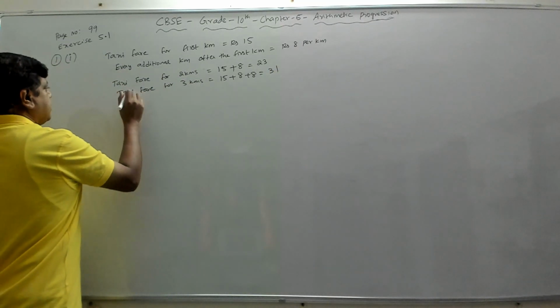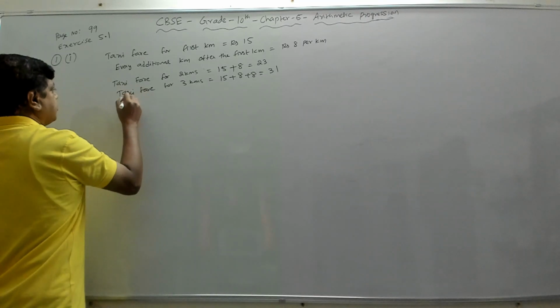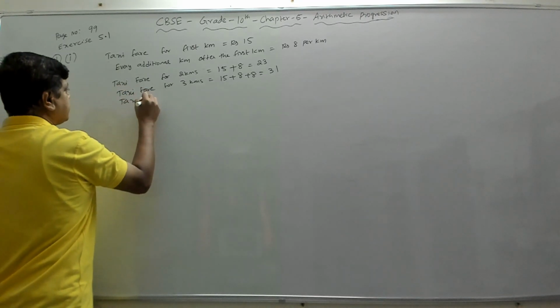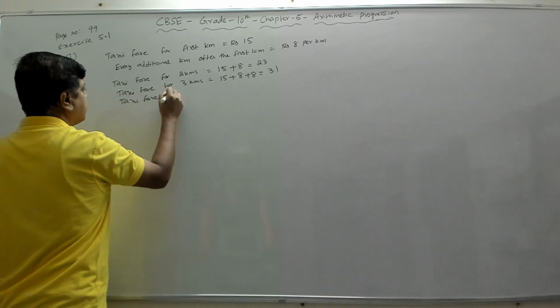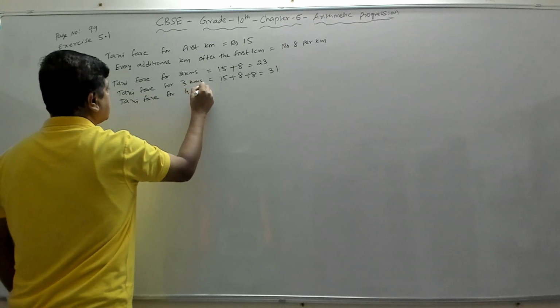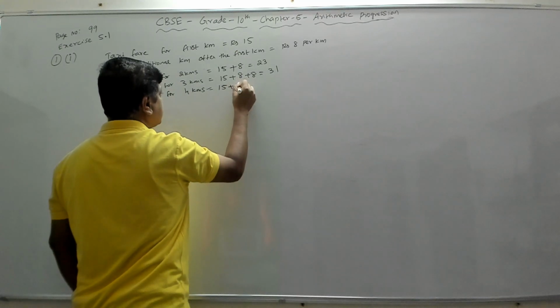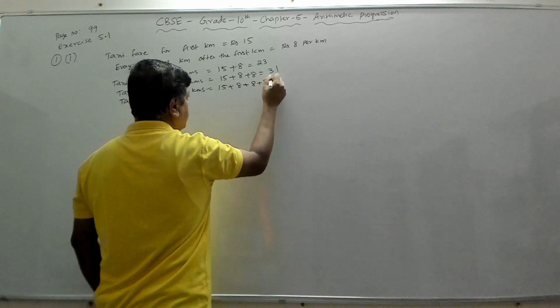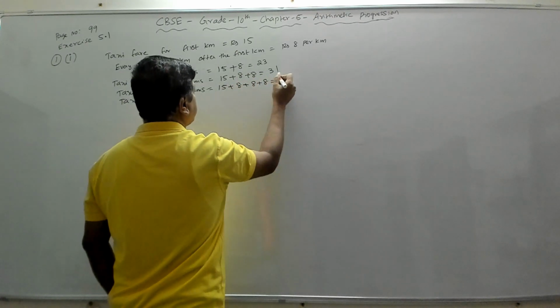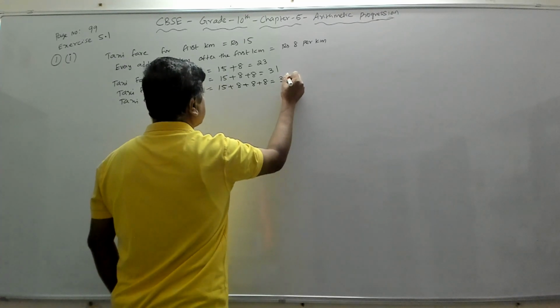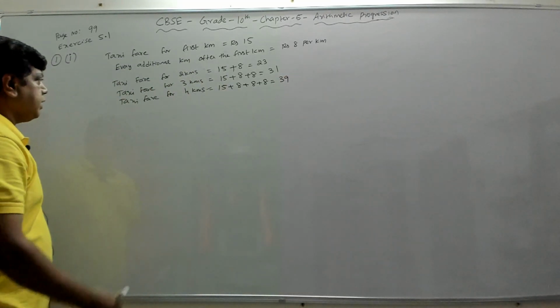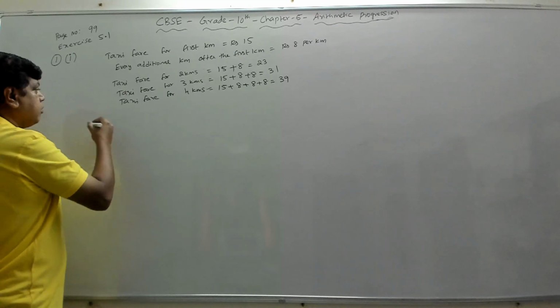Right? And next, taxi fare for 4 kilometers. That will be what? First kilometer 15 rupees, second kilometer 8 rupees, third kilometer 8 rupees, fourth kilometer 8 rupees. So that will give you 39. So like that it goes on. Now we'll list these numbers.